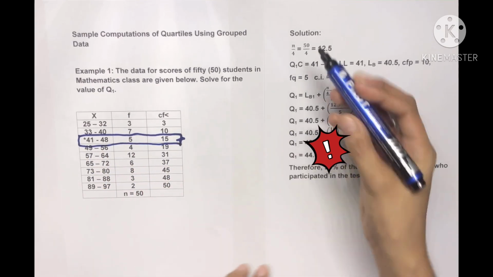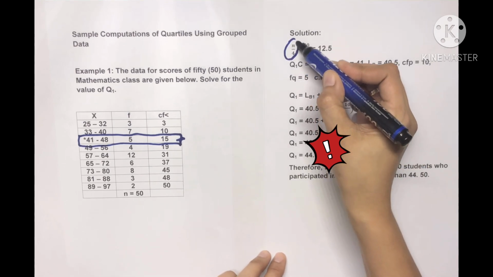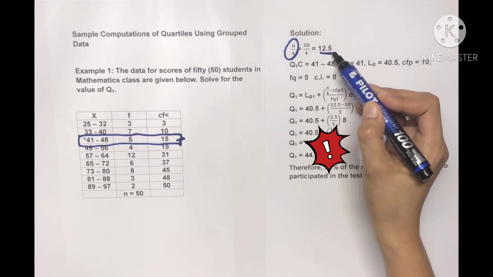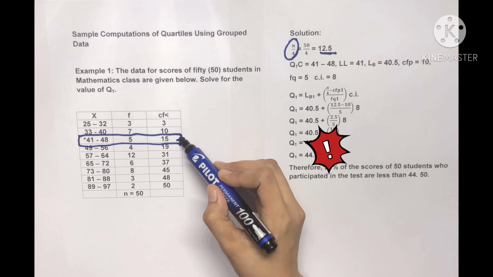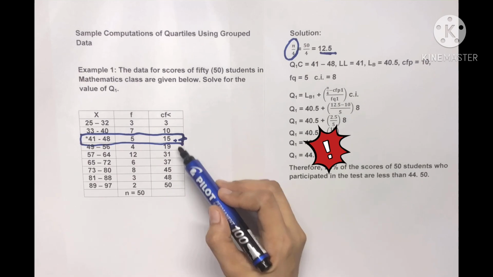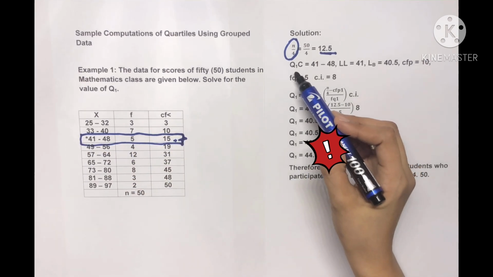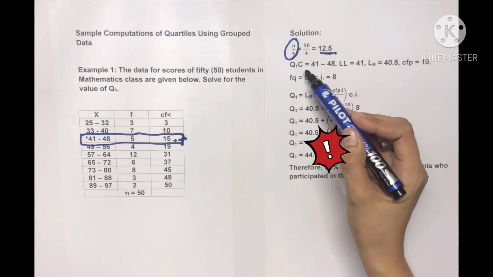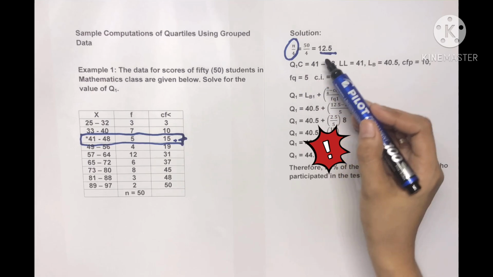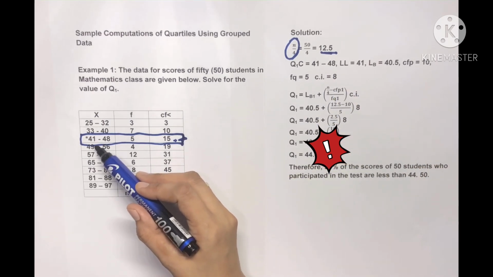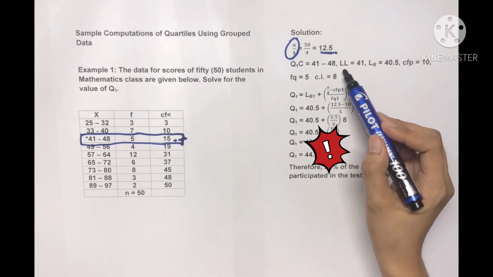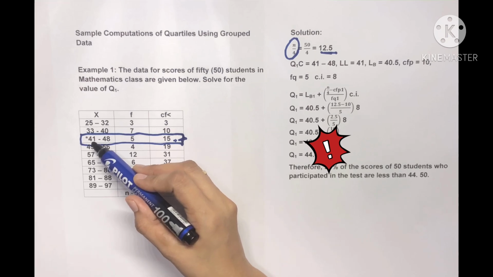Again, you have to solve first for n over 4 so that you will know your category. In this case, 12.5 is included in 15. So therefore, here is your category. Your Q1 class, or the class containing your n over 4, which is 12.5, is 41 to 48. Your lower limit or LL is 41.